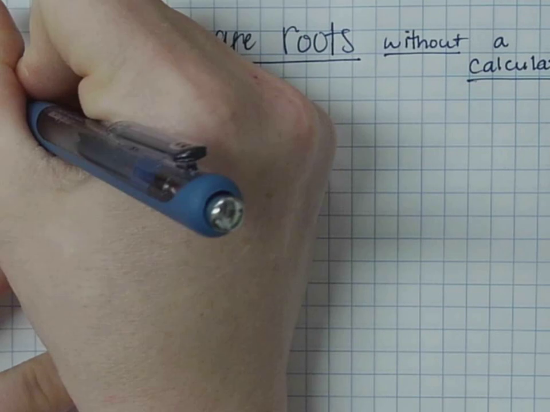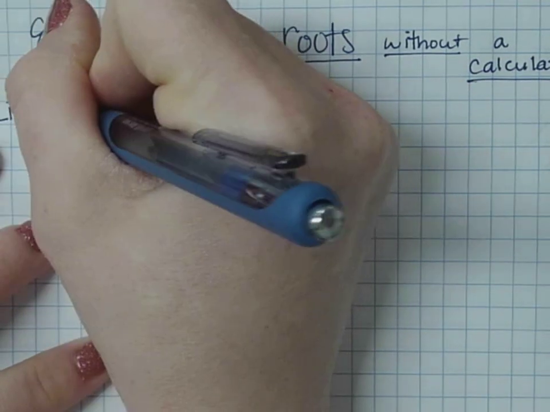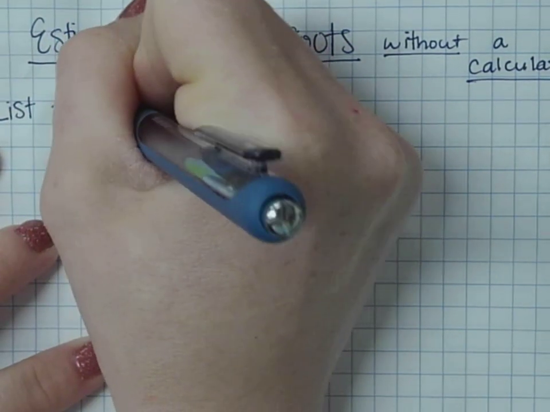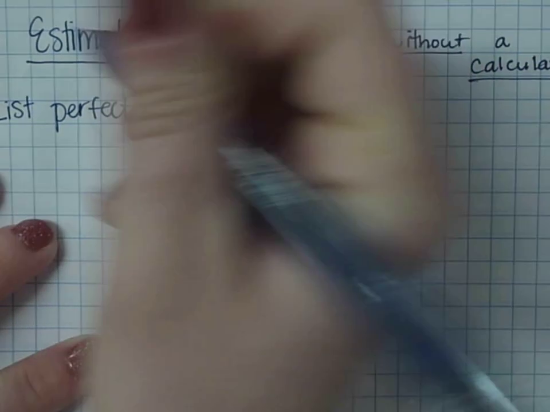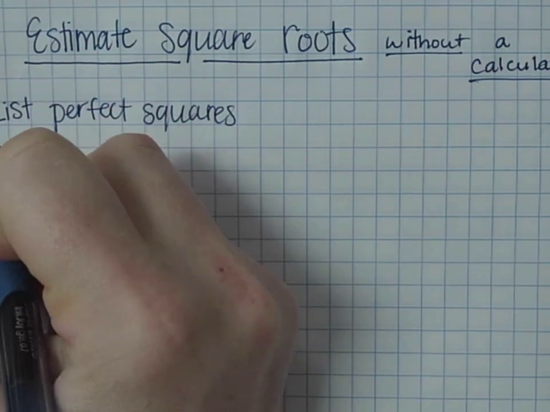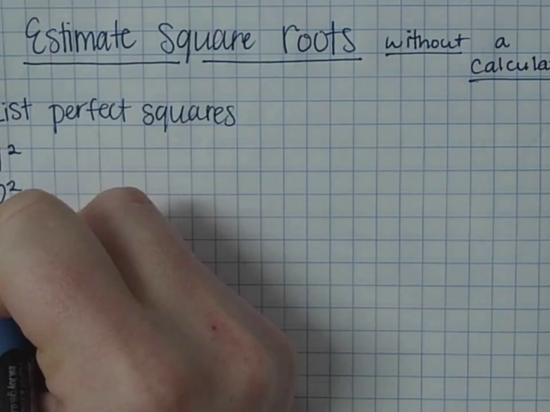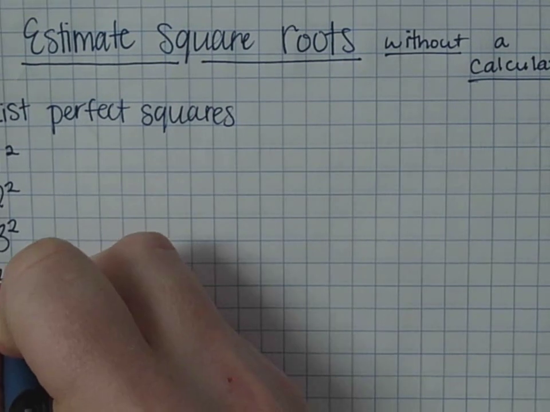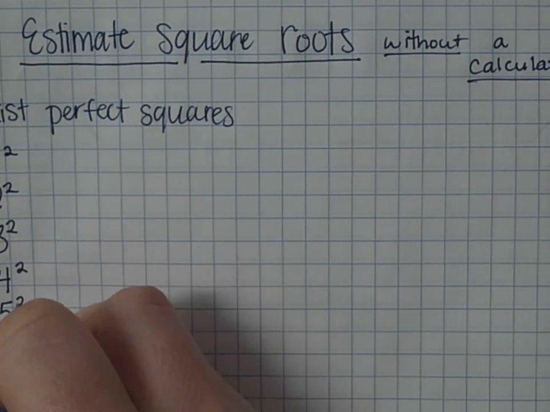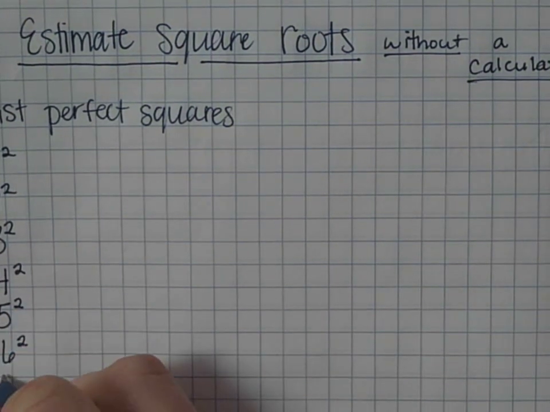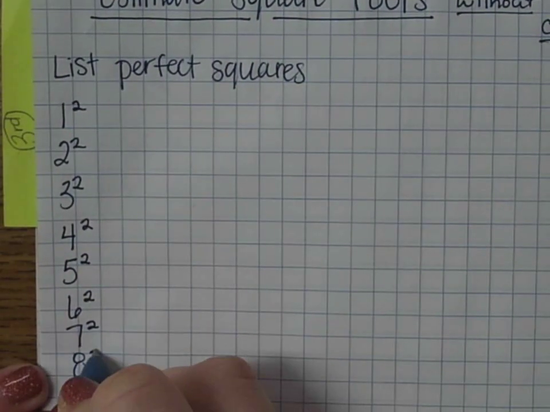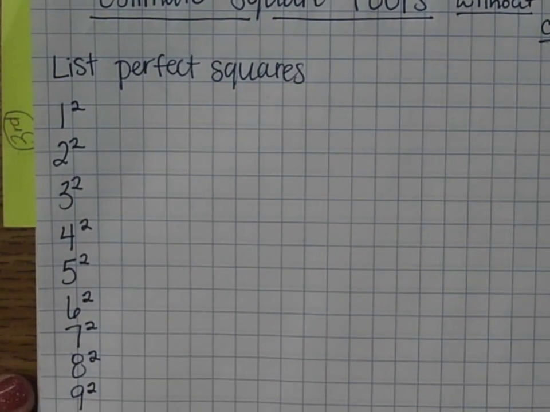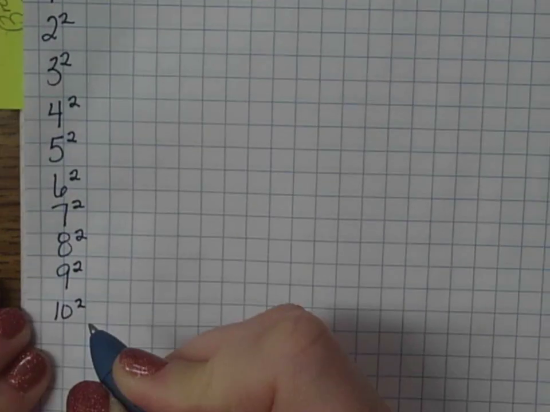So first thing I'm going to do is list the perfect squares. So 1 squared, 2 squared, 3 squared, 4 squared, 5 squared, 6 squared, 7 squared, 8 squared, 9 squared, 10 squared.